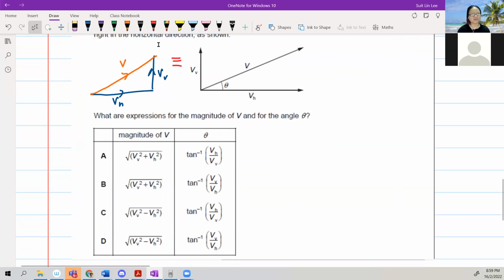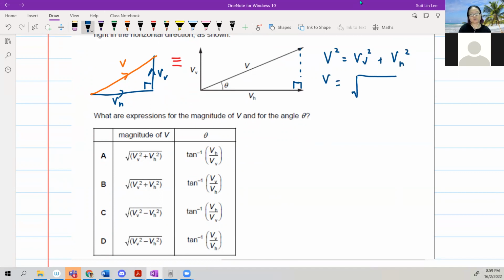So you're thinking to yourself, well, this is also a right angle triangle, and right angle triangles can use Pythagoras, right? So this is 90 degrees. And if we use Pythagoras, V squared is equal to VV squared plus VH squared. So if I want to find V, I will take the square root of this. Okay, so the -1 can be thrown away.